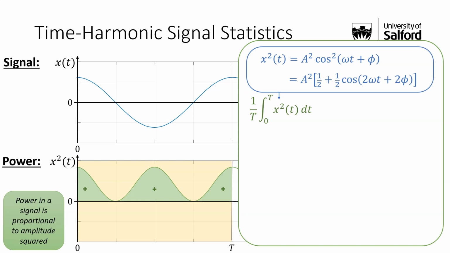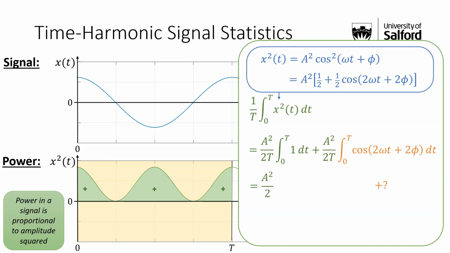And what does this evaluate to? Well, we can break these two terms up, so we'll substitute that into the integral and we'll just break the two terms up. So first of all, we've got a squared over 2t. I've taken the half out of the integral there. And with that, that just leaves us an integral of 1, which is very easy. An integral of 1 is t. It's just the length of the integration region. So that's going to come out as a squared over 2. But what about the second bit, this integral of cos of 2 omega t plus phi?